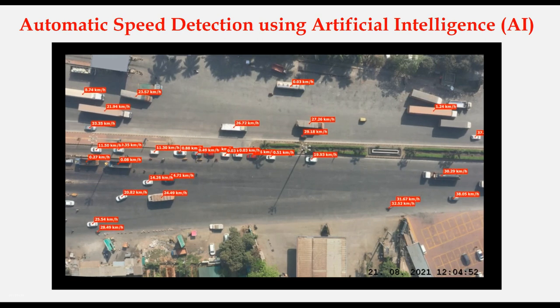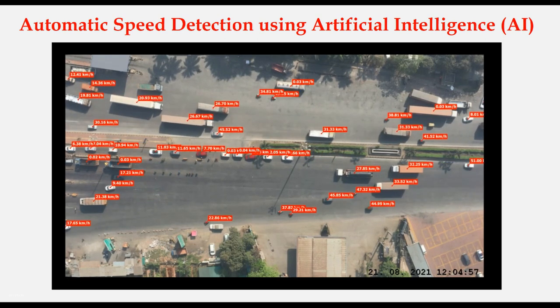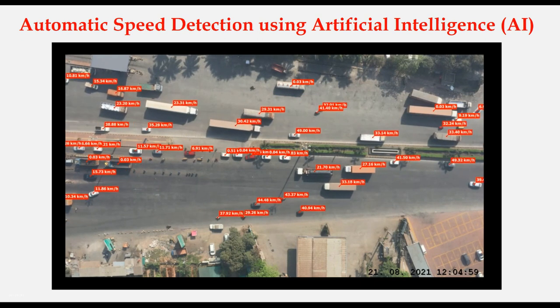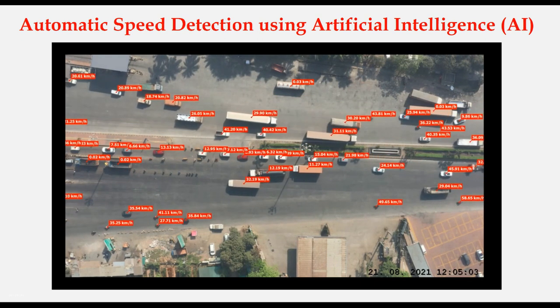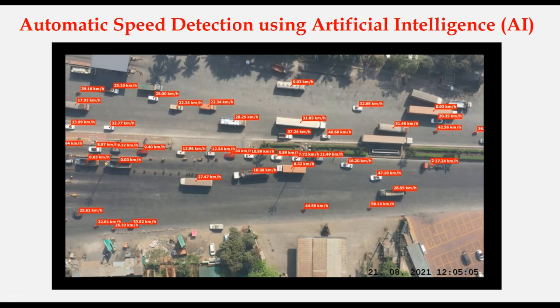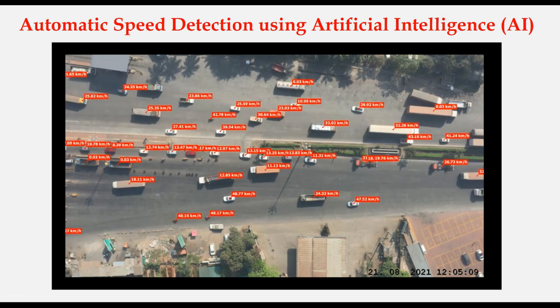There are now programs available with the use of artificial intelligence which can find out or demonstrate the speed of individual vehicles in a real-time situation. And these speeds can be stored in a computer, which can further be analyzed at a later stage.